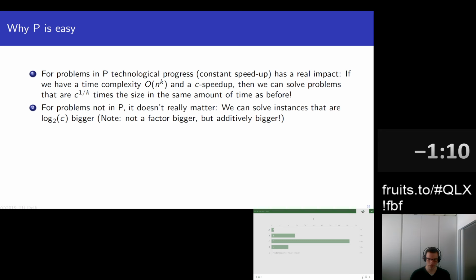So if our machines get 10 times as fast in a year's time, I can now solve a problem of size 18 instead of 17. Great, but that doesn't really help me.